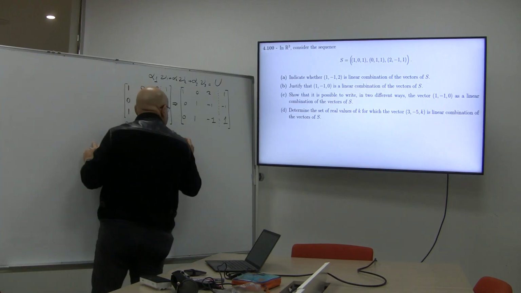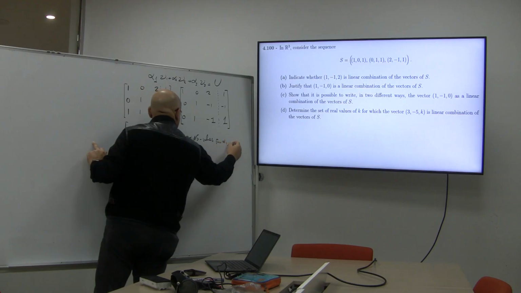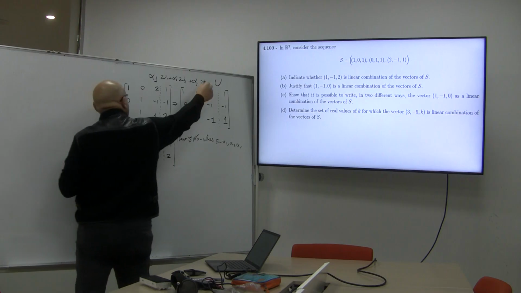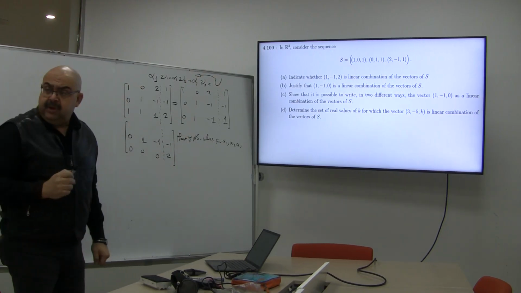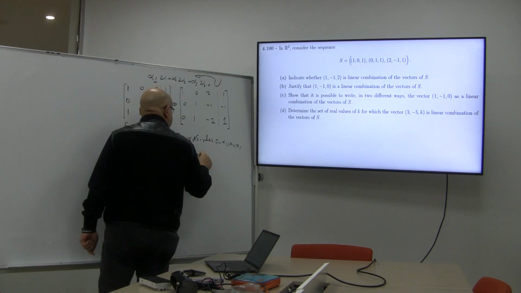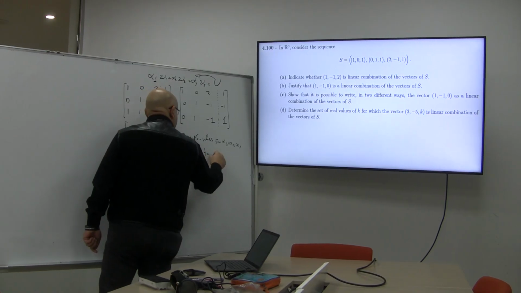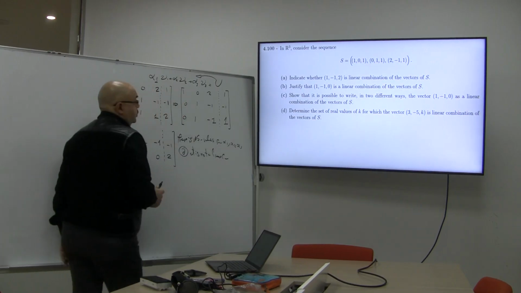Now, we know that there are no values for alpha 1, alpha 2, alpha 3 that will make U work as a linear combination of V1, V2, V3. So for number A, it is not a linear combination of these vectors.